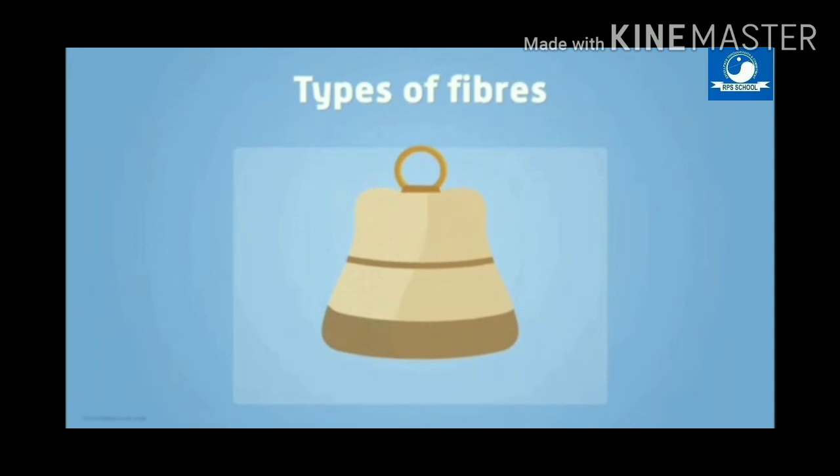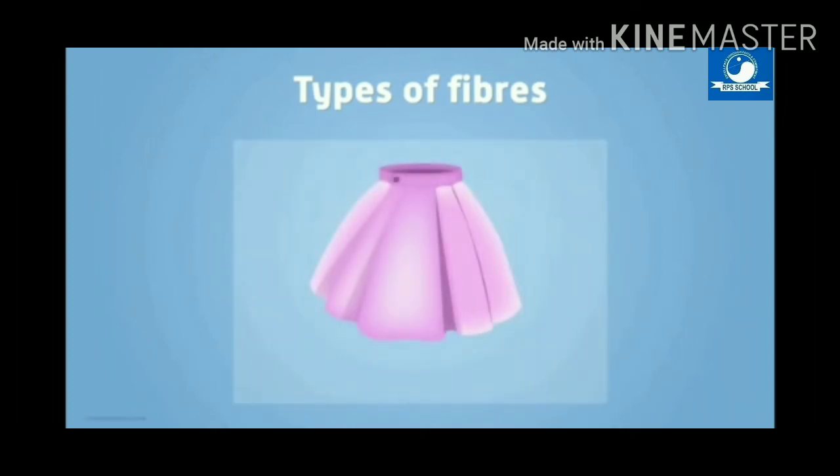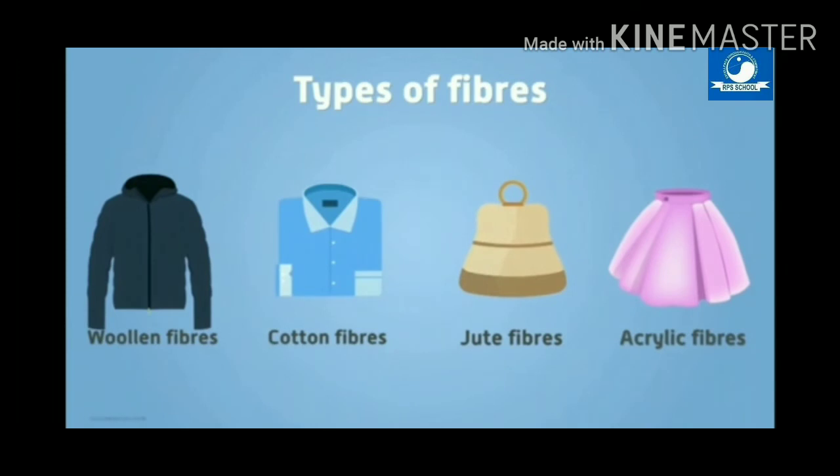Bags which are made up of fabrics need to be strong rather than comfortable. This tensile strength is provided by jute fibers. What about the soft and glossy clothes we use in our daily life? These are made up of acrylic fibers. These few examples indicate that there are a variety of fibers available for our use.